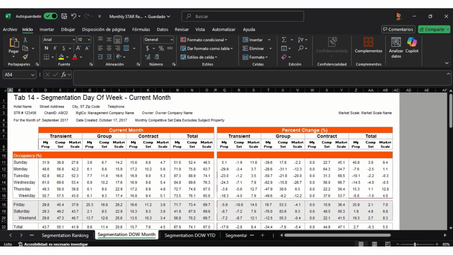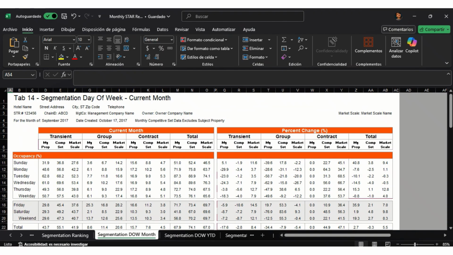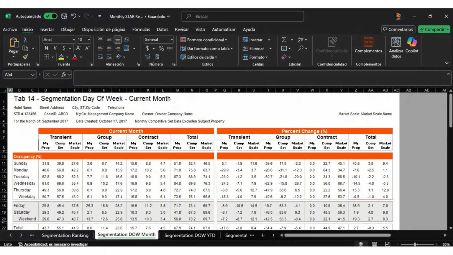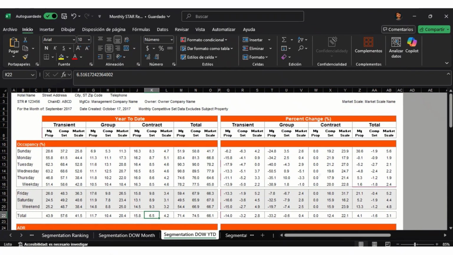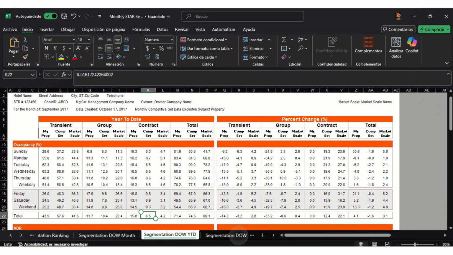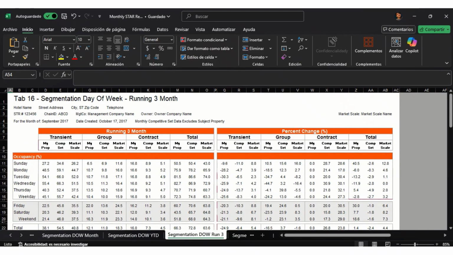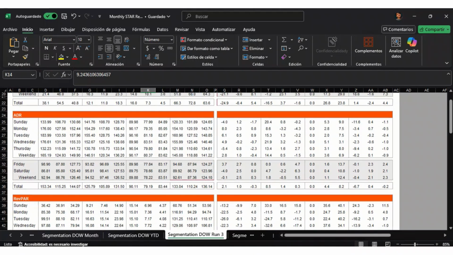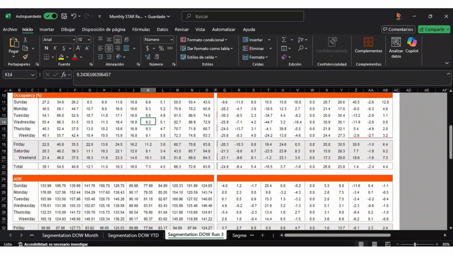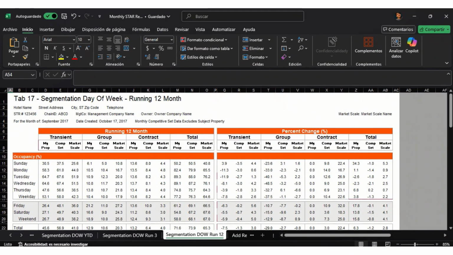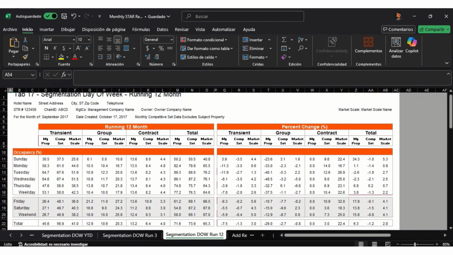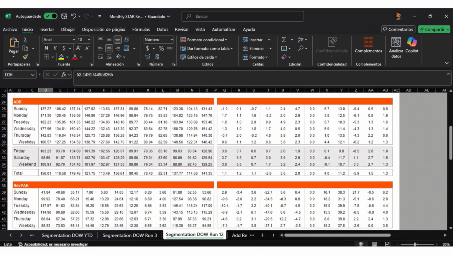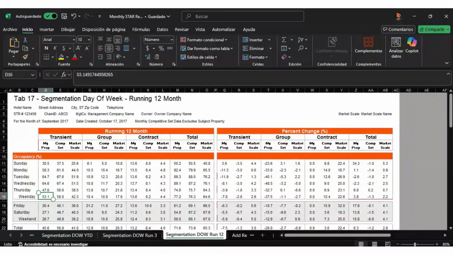In day of week, the current month combines segmentation and day of the week data for the current month, and this one is year to date. And it's the same here, only that it's running 3 months, but it's the same data actually. And this one too, segmentation day of week running 12 months. So here we are. It's a little bit more confusing here, but there we have it.